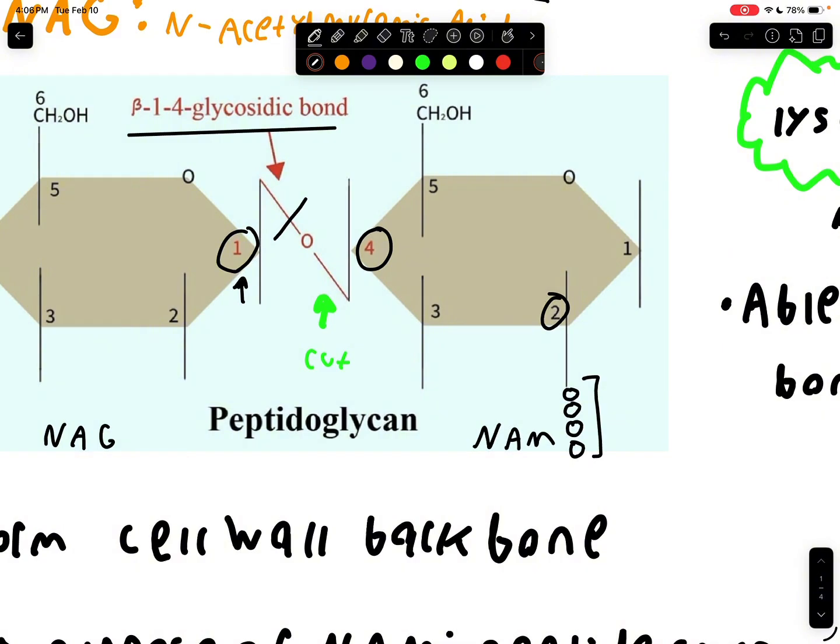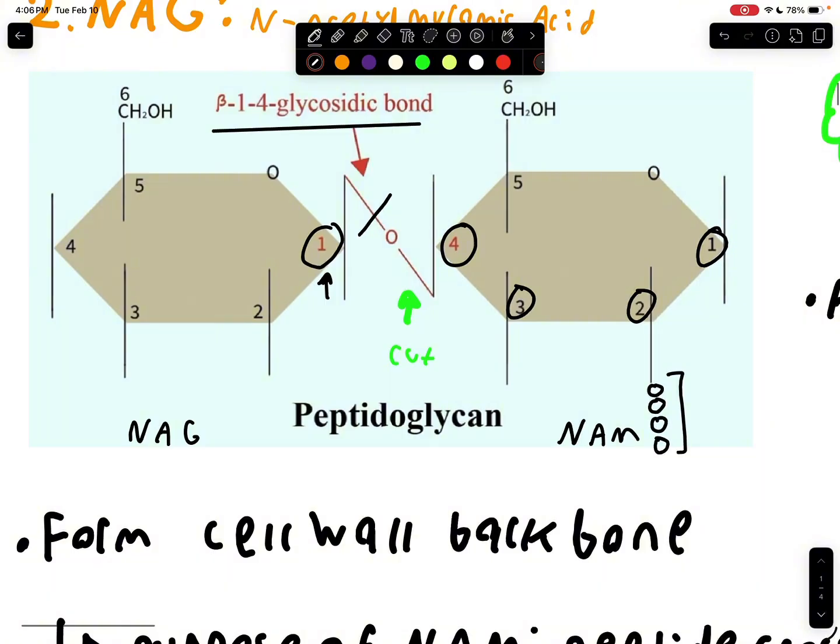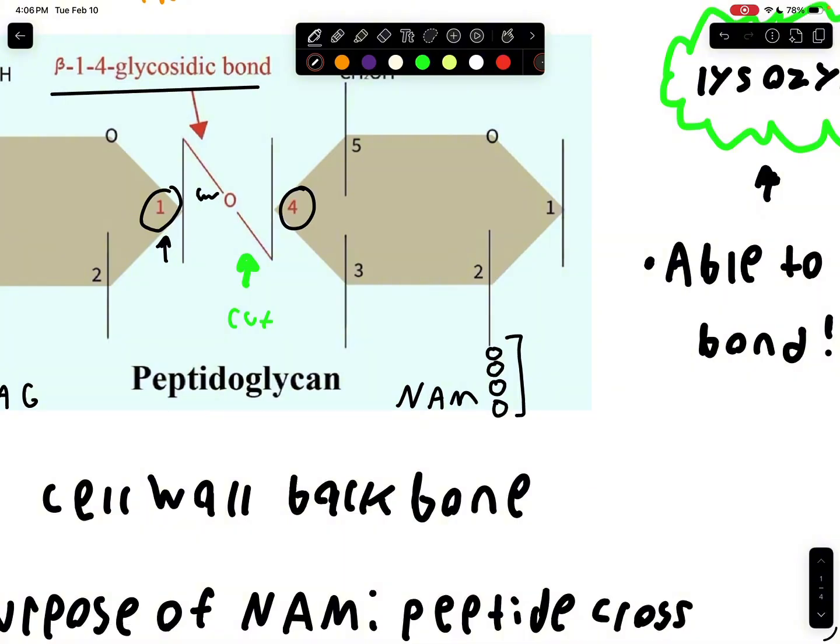So that doesn't mean number of carbons, it means the number of that carbon on the individual sugar. As you can see over here, this is the 1 carbon, this is the 2, 3, 4, 5. Same thing over here, 1, 2, 3, 4, 5. What happens is you form this bond between the 1 and the 4 of the NAG and the NAM. And lysozyme can come in and cut it, and that disrupts the entire cell wall.